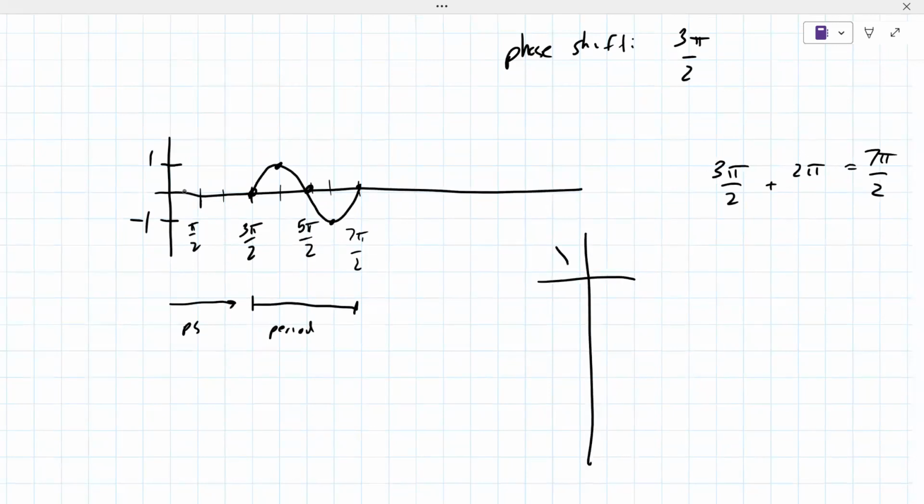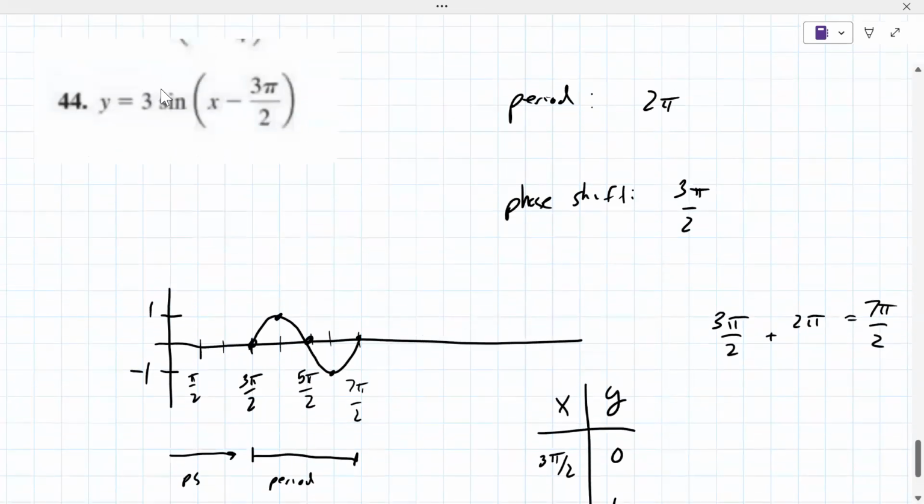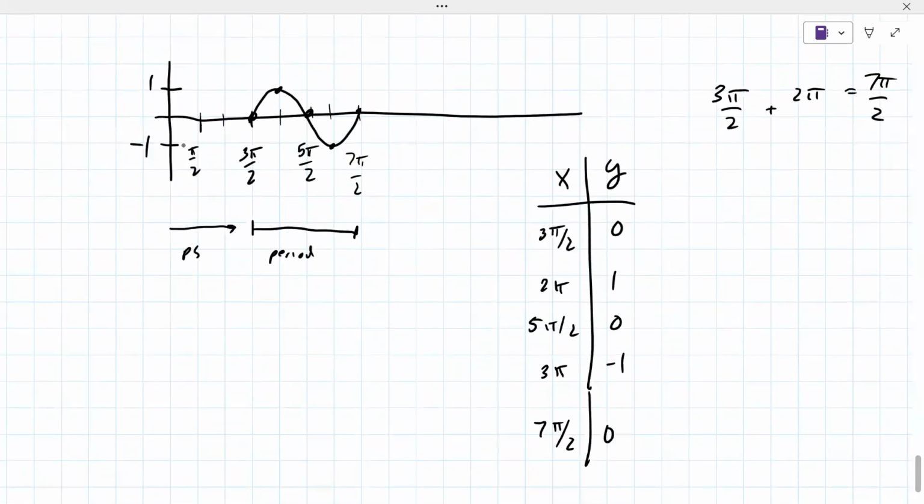So if I were to make a quick table here, that's what I was kind of alluding to, x and y. At 3 pi over 2, it's there. At 2 pi, it's 1. At 5 pi over 2, it's 0. At 3 pi, it's -1. And at 7 pi over 2, it's 0. So the 3 in front is multiplying each of these by 3.